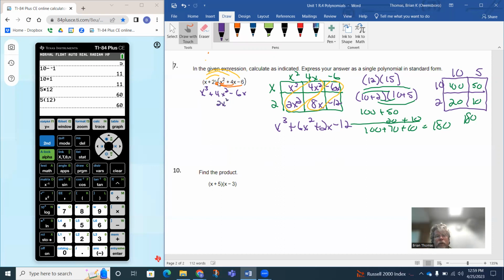Notice I'm going to line up my like terms. 2 times 4x is going to be a positive 8x, so I'll line up my like terms. And 2 times negative 6 would be a negative 12. So then I'll just use my little bar here to say bring it all down. So this is a sum bar. X cubed would come down. 6x squared would come down. 2x would come down. And then the minus 12 would come down. So I could do it either way to get that result.